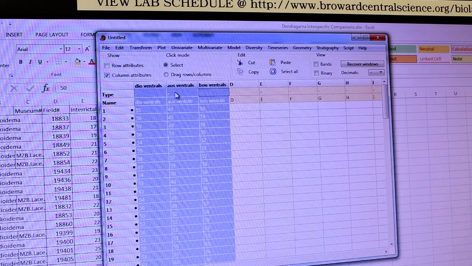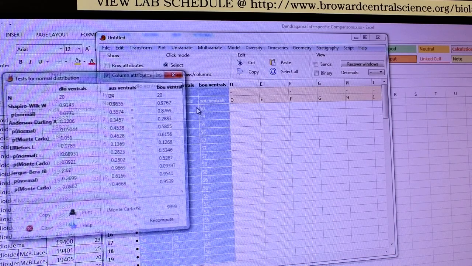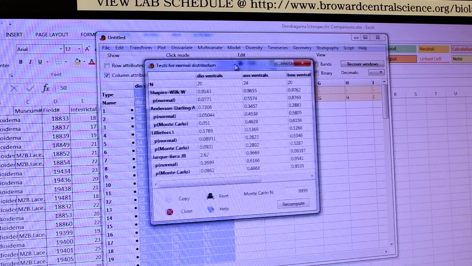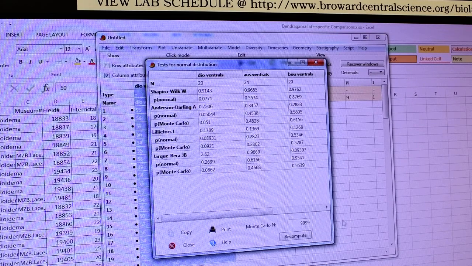Now, to get normality, I think we may have done that before in this class, but just in case you forgot or we never did it, we'll take a look at how to do that. So you select the groups you're interested in, and then go up here. Notice that under univariate, we have normality test right there. Click on normality test.